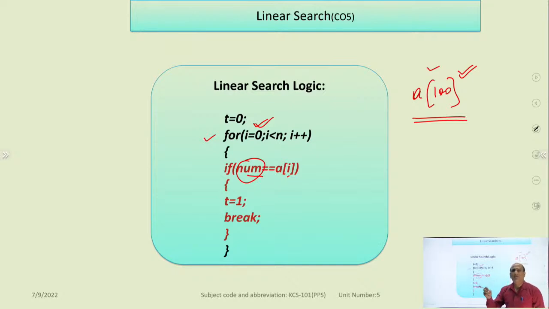This num that we are looking for will be compared with each and every element, and whenever this comparison becomes true, meaning the element is present, the element has been found. In that situation, we have set a counter variable t equal to 0, we will change this flag to 1, and by break we will come out of the loop, because we have completed our task of finding whether this num is available in this array or not.